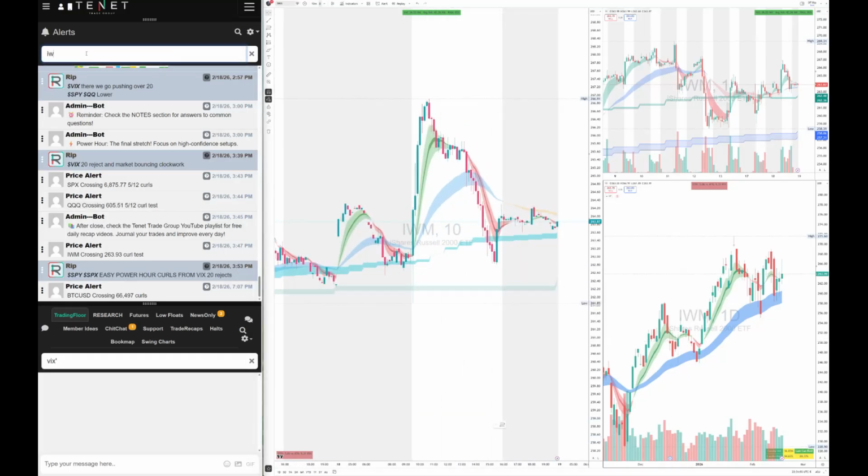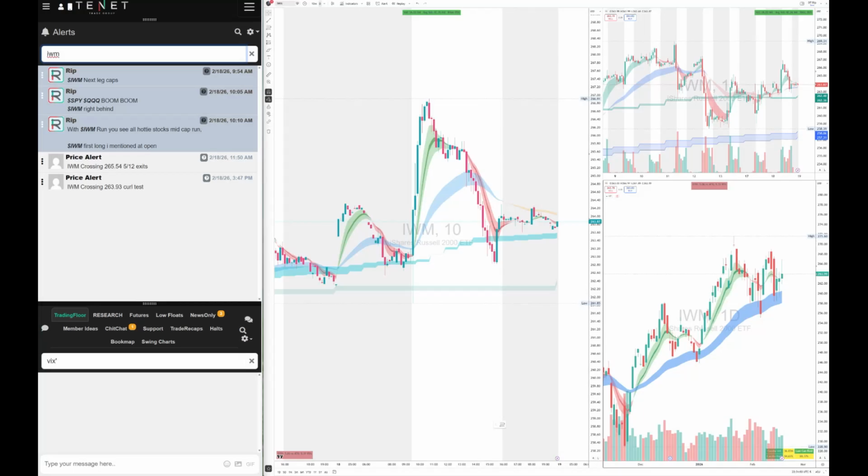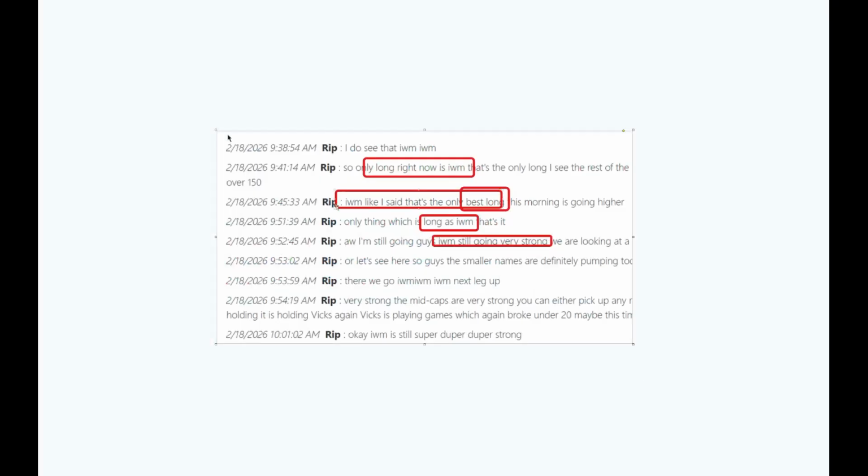All right, so the next one we're going to look at is IWM today. So what was happening with IWM? Let me show. I was on top of IWM right at the open. I told the traders long it right now. It's bullish. It's the strongest name in the market, best long in the market.